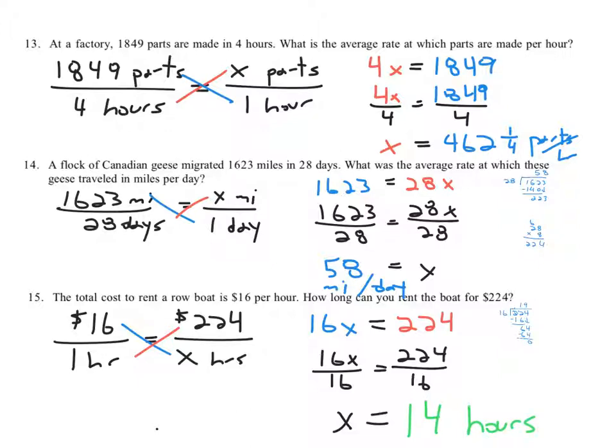All of these I set up as proportions to say we're missing some value. If it's 1,849 parts in 4 hours, how many is that for every 1 hour? The geese go 1,623 miles in 28 days. How many is that for 1 day? Okay. If it's $16 for every 1 hour, how many? $224 is how many hours? Proportions.